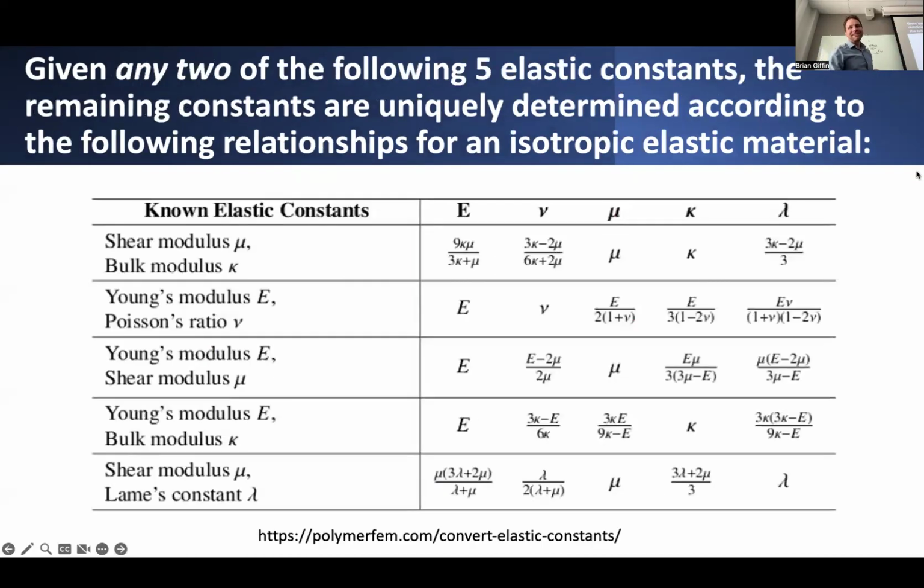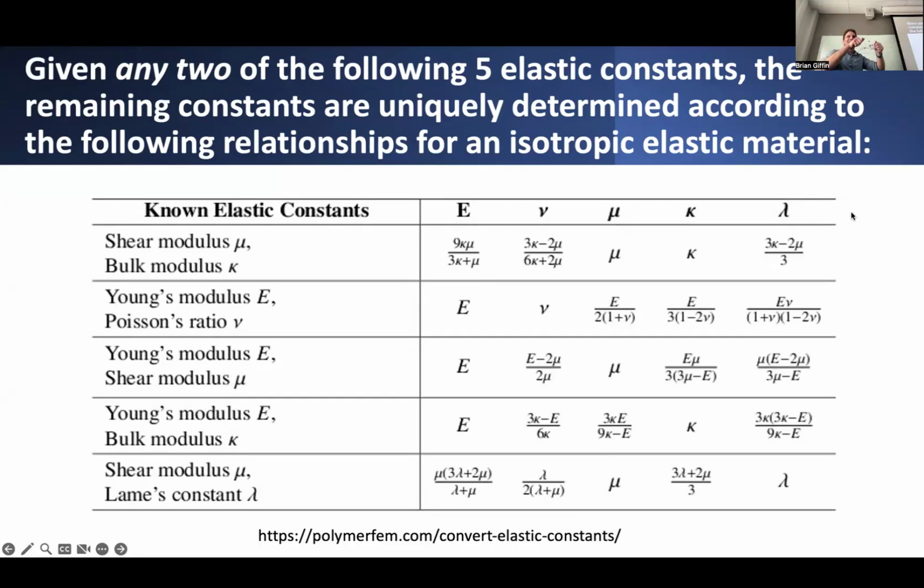A nifty table that I'll point to, and there are a lot of different iterations and versions of this table that you can find online. If you happen to know, let's say, bulk modulus and shear modulus, you can find formulas fairly easily online, or this particular table is a good example of how you would convert from those known constants into the other values. So it makes the process a little bit easier.